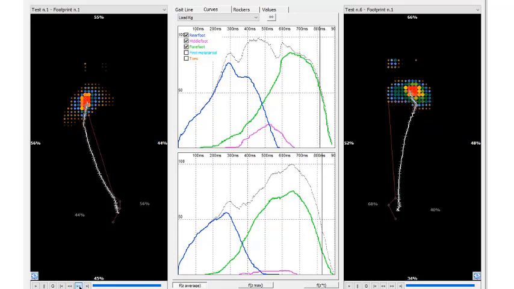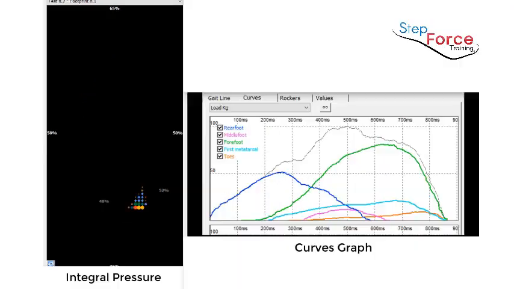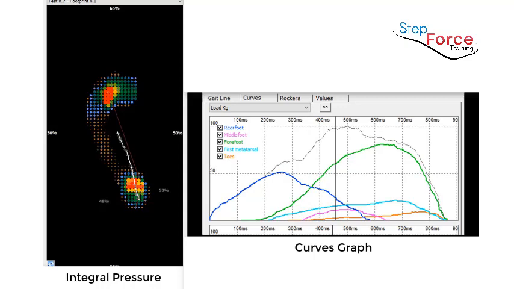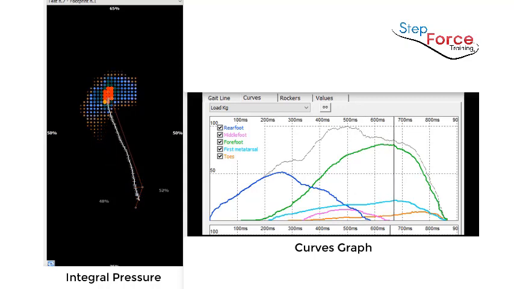So looking at the integral pressure now, so we're looking at the timing of the pressure, we can see that the tissue loading is there for, in fact, more than half of the stance period of that person's gait. That is reducing the oxygen and nutrients in that tissue, as well as overloading the tissue.